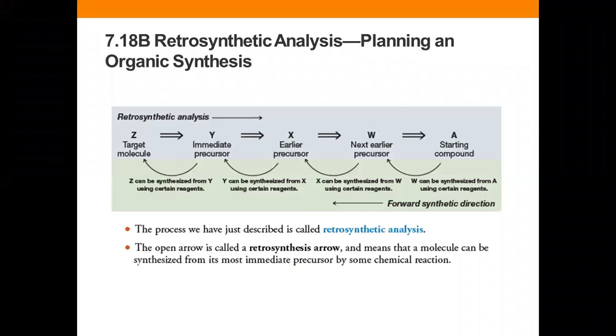So when we say retrosynthesis, if this is our target molecule, we have to know our immediate precursor, the earlier precursor, and the next precursor, and then you have your starting compound. So if this is our target molecule, you work backwards, retrosynthetically. You will have to know what the next precursor is, then what the precursor before that is, and what the precursor before this is. And then you can arrive at your starting compound, the smaller one. Okay, this is the retrosynthetic way of preparing your organic compound.